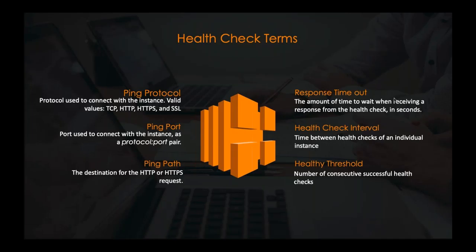Then we have healthy threshold. That is how many consecutive healthy checks should be considered as healthy. For example, I have just done a health check and the EC2 machine passed. Then I will wait for a particular interval and again check whether the EC2 instance is healthy or not. So how many consecutive healthy records should be considered as the healthy threshold so that your instances are marked as healthy? Similarly with unhealthy threshold, that is the number of consecutive failed checks that will be considered as unhealthy. These are the health check terms.